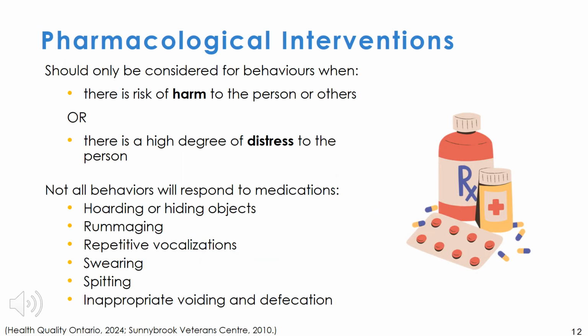For people with dementia, pharmacological interventions should only be considered for behaviors when there is risk of harm to the person or others, or there is a high degree of distress to the person. For example, someone experiencing hallucinations and/or delusions may have a risk of harm to themselves or others, or may feel a high degree of distress. In addition, it is important to note that not all behaviors will respond to medication. Some of these behaviors include hoarding or hiding objects, rummaging, repetitive vocalizations, swearing, spitting, and inappropriate voiding and defecation.